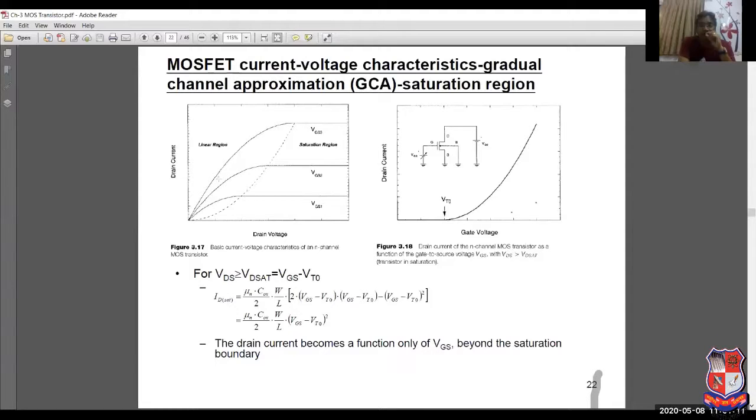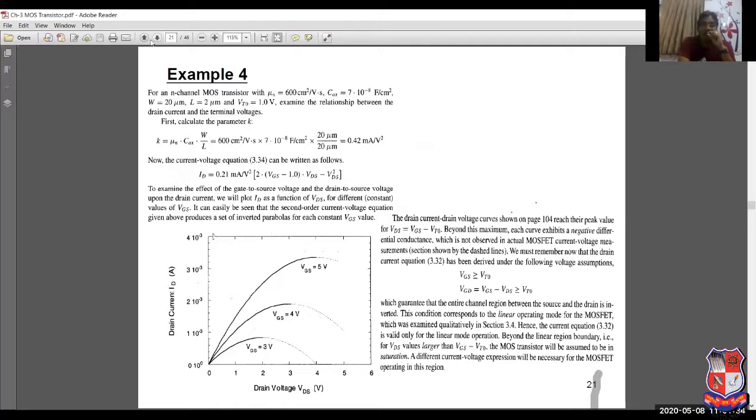If you just refer to this IV characteristic, this is the point where your MOSFET is in the cutoff region, when your VGS is less than VT. Once your channel is created, and if you increase the VDS, your ID increases linearly. This is the case where your ID is equal to k/2 into (2 times (VGS minus VT) into VDS minus VDS square), the equation that we have derived in this particular case.